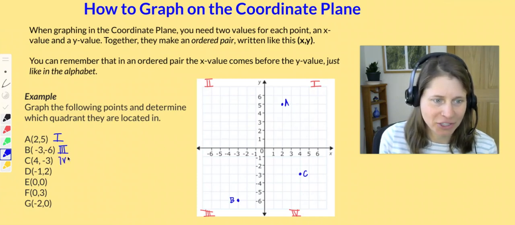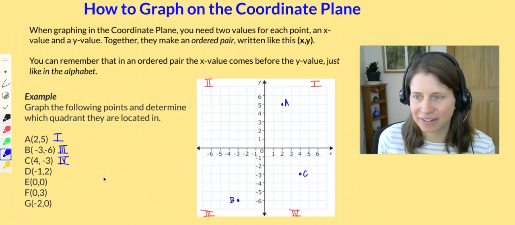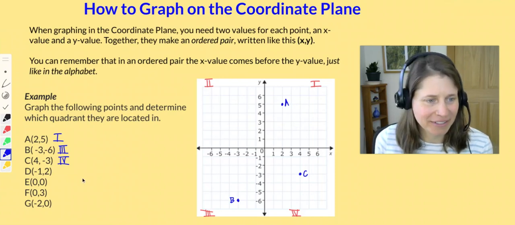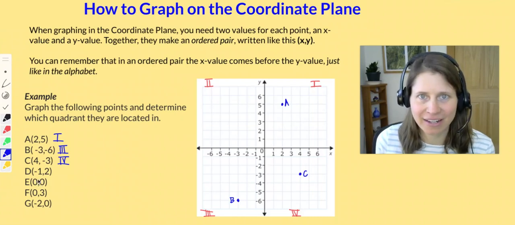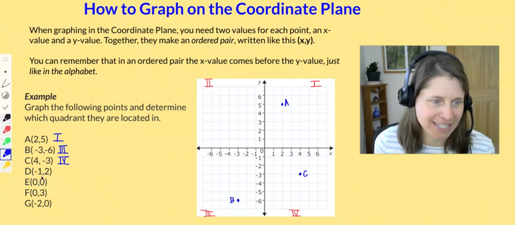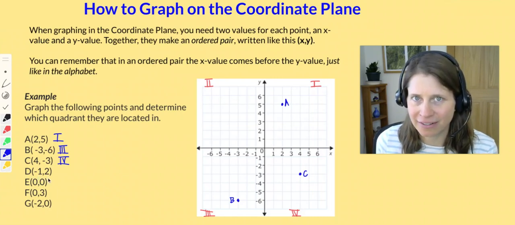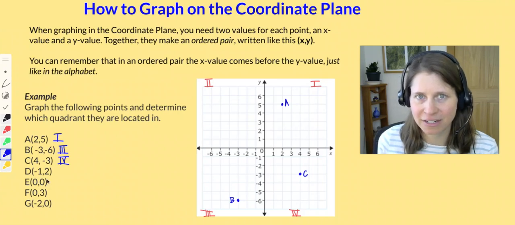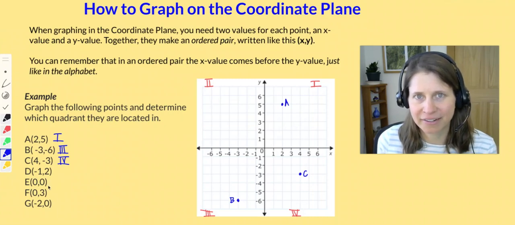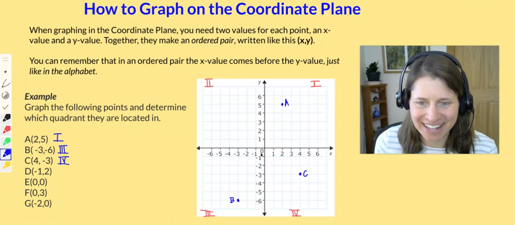How did you do? Did you try that on your own and did you get it? All right, you're doing really well. Let's go ahead and plot the next point, which is D, negative 1, 2. Do you want to go ahead and try and find that first? X is negative 1 and y is 2. Where will that be? Okay, let's do it together.